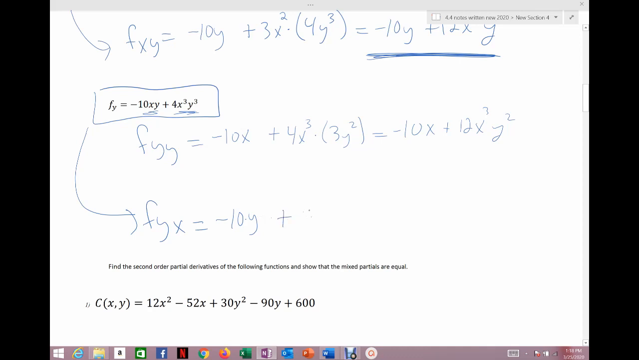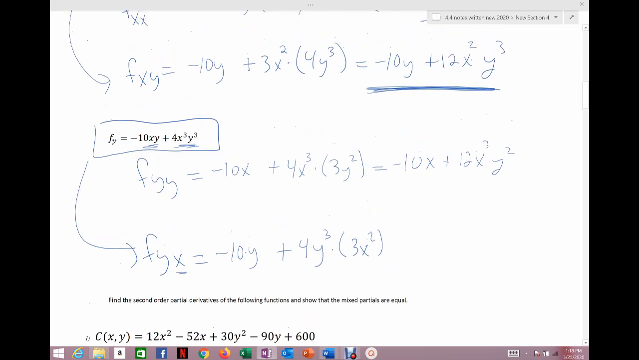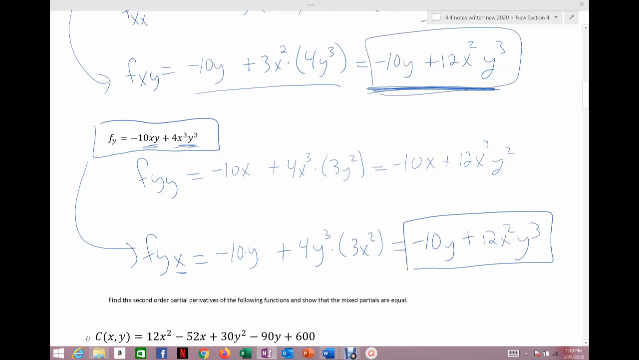In the next term, the 4 and the y cubed come along. I'm taking the derivative of the x part, and so the derivative of x cubed is 3x squared. If I simplify that, I get a different expression than what I had here. It's slightly different. But if I rewrite it and clean it up, my negative 10y is the same. If I multiply my 3x squared times my 4, I will get 12x squared y cubed, and it is exactly the same as that one.